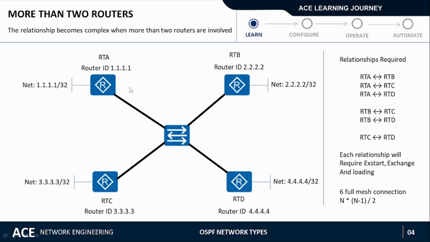In this case, we have 4 OSPF routers. So 4 times 4 minus 1 is 3, divided by 2. So that becomes 4 times 3, which is 12, divided by 2. So we have 6 relationships. And for each of these relationships, we'll have ExStart, exchange, and loading before we transition to full.